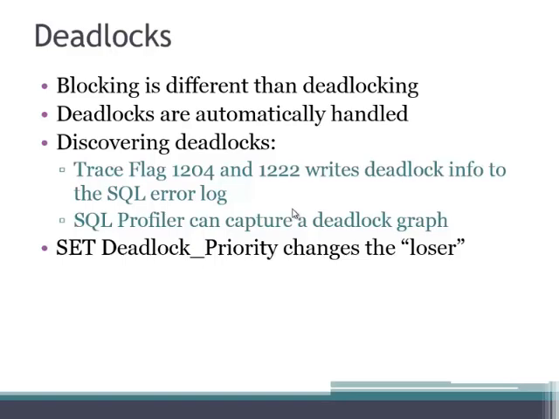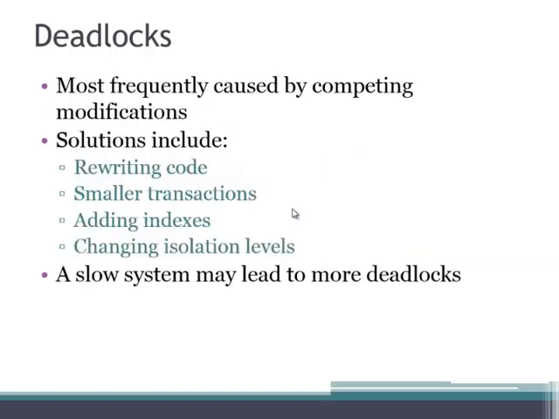Now, SQL Server will typically kill the cheapest connection, whichever one it's easiest for SQL Server to roll back. But you can also change the priority of your own transaction to make it more or less likely to be picked as the loser. Now, typically deadlocks are caused by competing modifications, but here in a minute we're going to look at an example of a deadlock that's caused by something else.